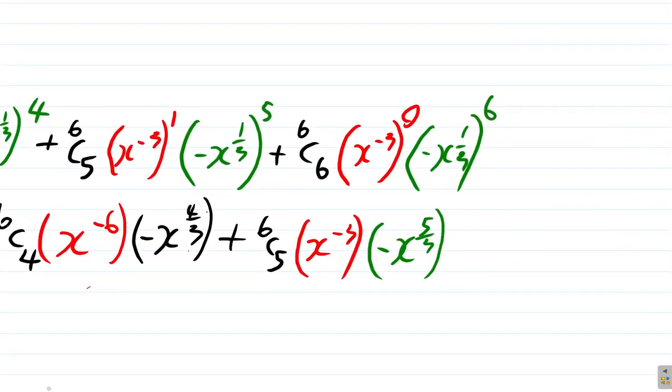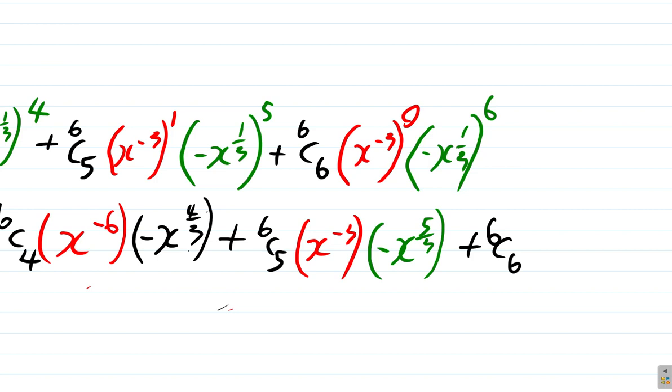Then finally out here now, you say plus 6c6, then x to the negative 3 to the 0. But negative 3 times 0 is 0, so it's x to the 0, which is just 1. Alright? So you can leave that part out.